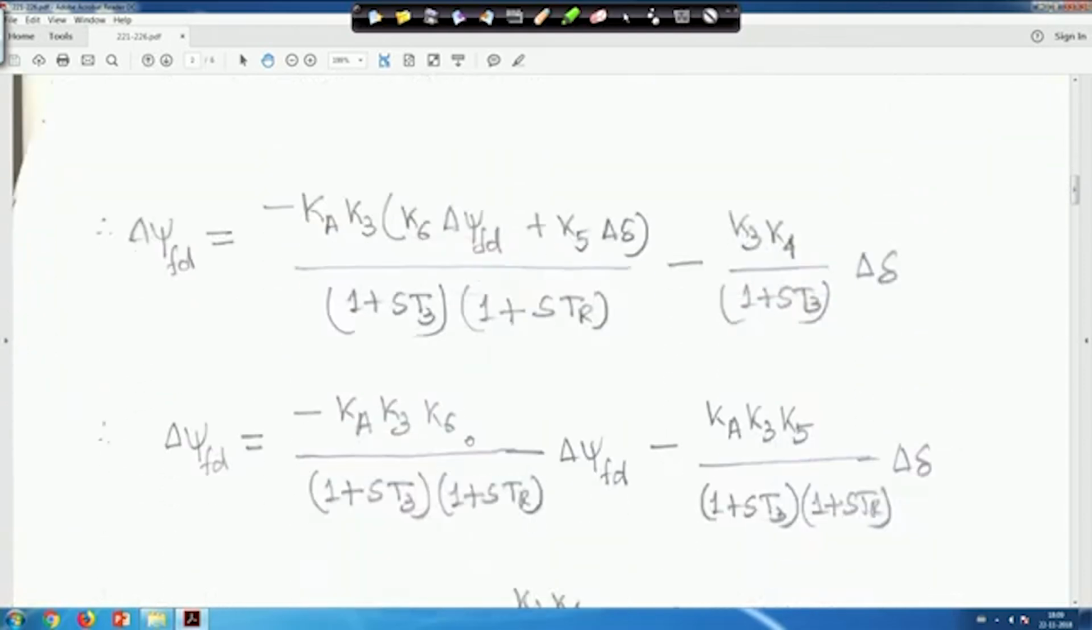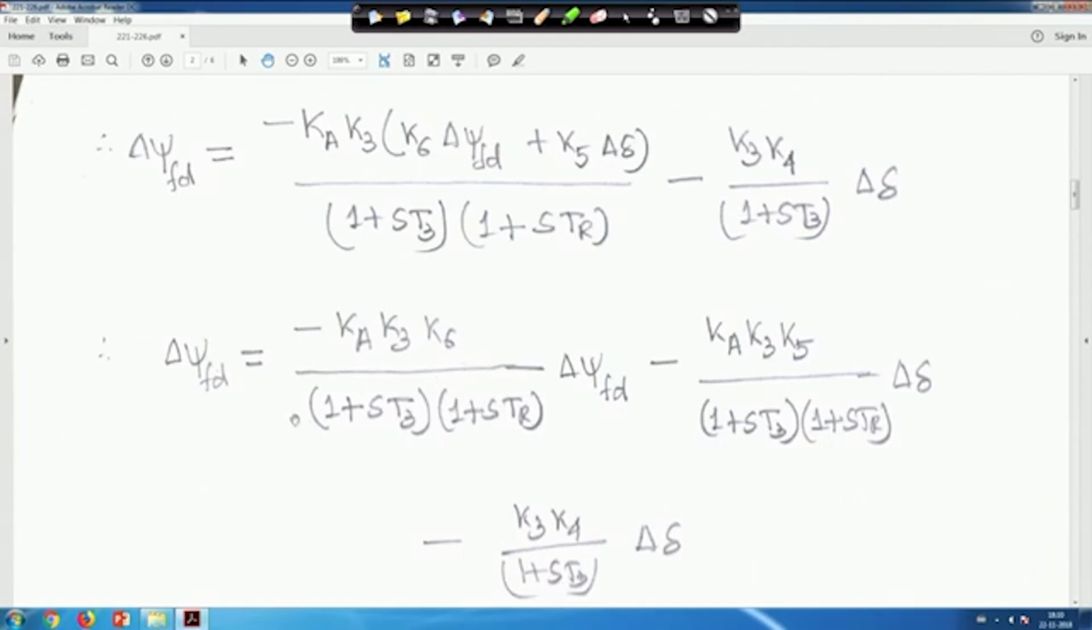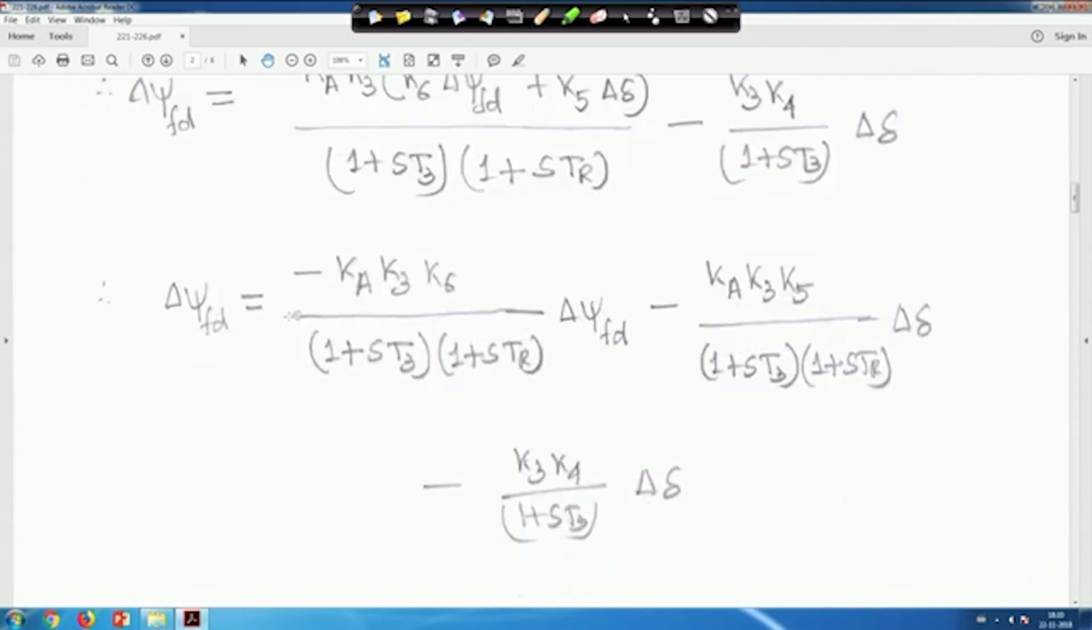Therefore, after simplification, delta psi f d can be written as minus k 3 into k 6 delta psi f d plus k 5 delta divided by 1 plus S T 3 into 1 plus S T r, minus k 3 k 4 upon 1 plus S T 3 delta. Or with further simplification, delta psi f d will be minus k a k 3 k 6 upon 1 plus S T 3 into 1 plus S T r delta psi f d, minus k a k 3 k 5 upon 1 plus S T 3 into 1 plus S T r delta, minus k 3 k 4 upon 1 plus S T 3 delta.